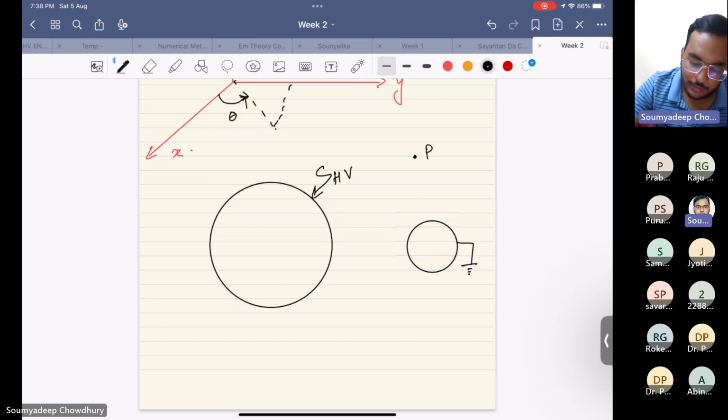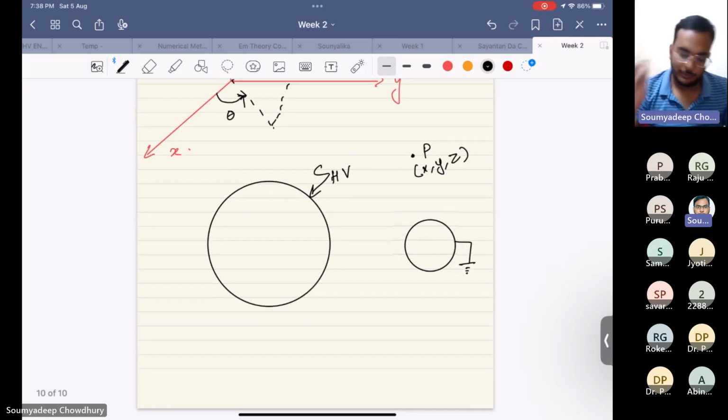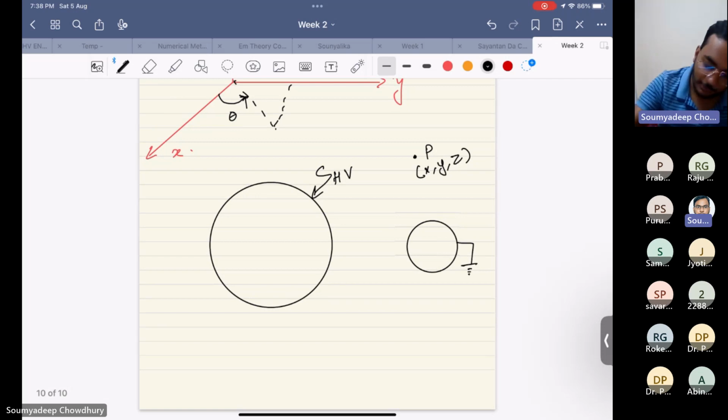So suppose I want the field at P. Suppose it is of a particular XYZ coordinate, and we want the field here due to this electrode system. So the first thing which you can do, so in boundary based methods, that is charge simulation method and surface charge simulation method, what we do is the first step in, okay, first before going into that, I need to explain something more.